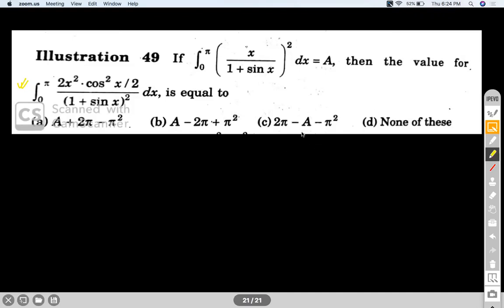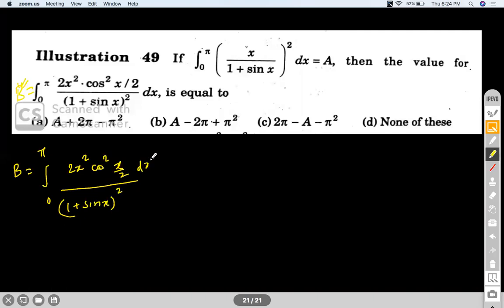Okay, let's discuss this. First of all, let me call this integral as B. So let B be this integral from 0 to pi of 2x square cos square (x by 2) by (1 plus sin x) the whole square. Let's do the operation B minus A. A is already given to us.